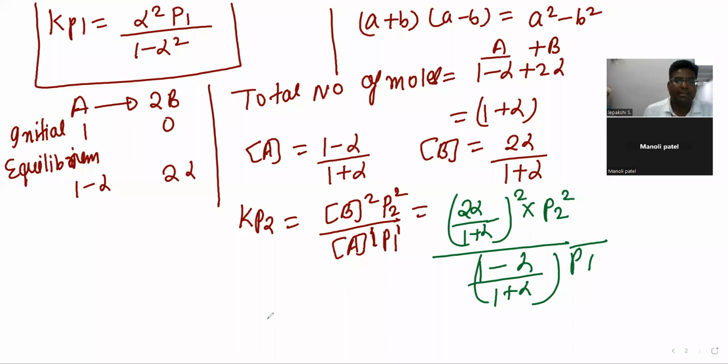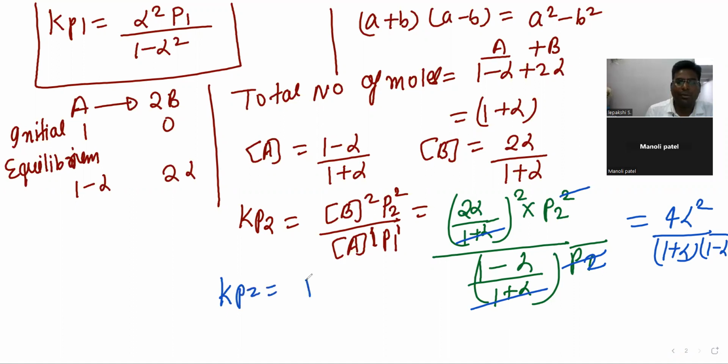Now arrange this equation. Then it will become P1, and this will be P2, because we are finding the equilibrium constant P2. So this P2 and this P2 will get cancelled, and this 1 plus alpha and this 1 plus alpha will get cancelled. So it will become 4 alpha square divided by 1 plus alpha in the first part, and the denominator will become 1 minus alpha. So again Kp2 will be equal to 4 alpha square divided by, this is again A plus B into A minus B, so it will be 1 minus alpha square. We have used the identity A square minus B square.